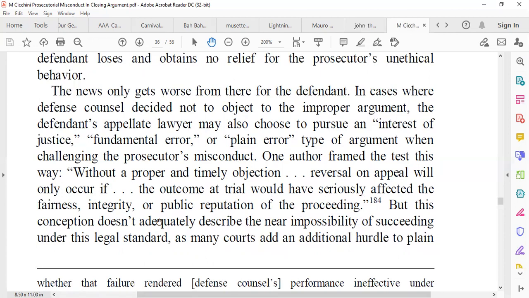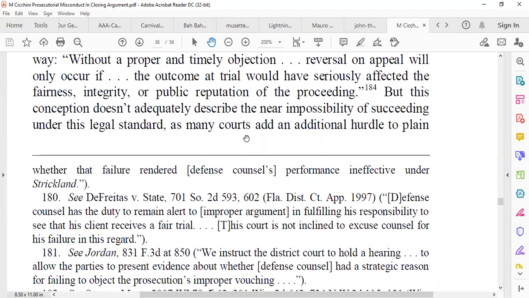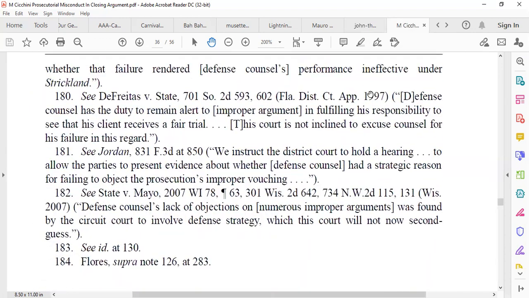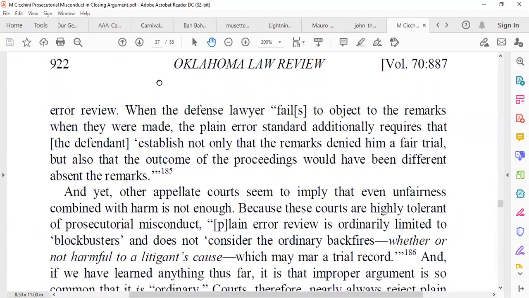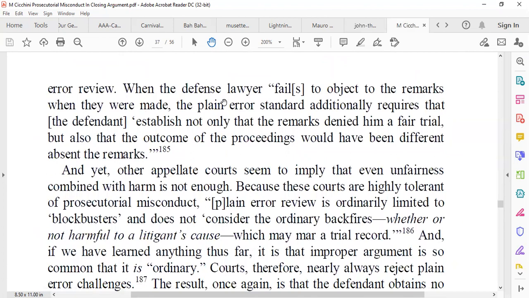But this conception doesn't adequately describe the near impossibility of succeeding under this legal standard, as many courts add an additional hurdle to plain error review. When the defence lawyer fails to object to the remarks when they were made, the plain error standard additionally requires that the defendant establish not only that the remarks denied him a fair trial, but also that the outcome of the proceedings would have been different absent the remarks.